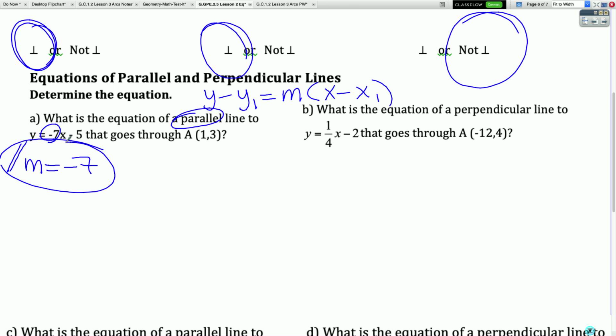Y minus Y1 equals M, and then in parentheses X minus X1, and that's the point slope form. Okay, so we have our slope, we have our x1, y1, so the only thing to do now is to plug it in to our point slope form. So I'll do this one with you. We have y minus, what is my y1? 3. Equals, what's my slope? Negative 7.